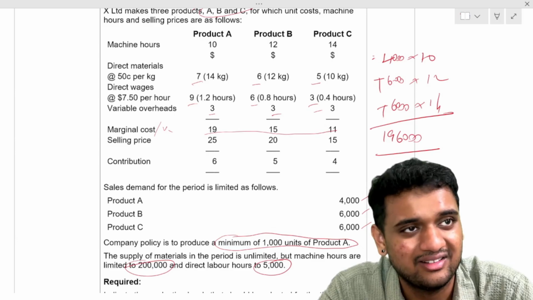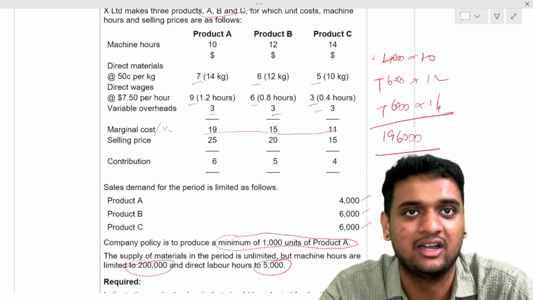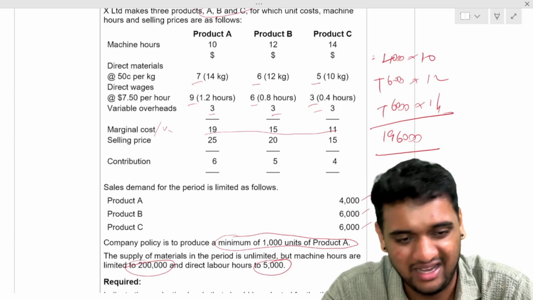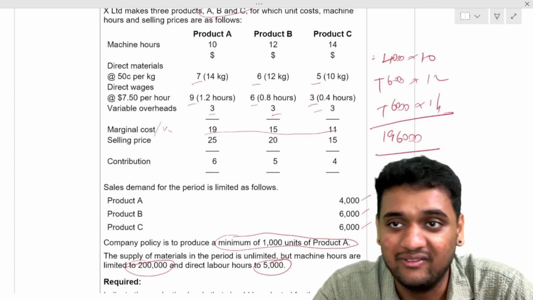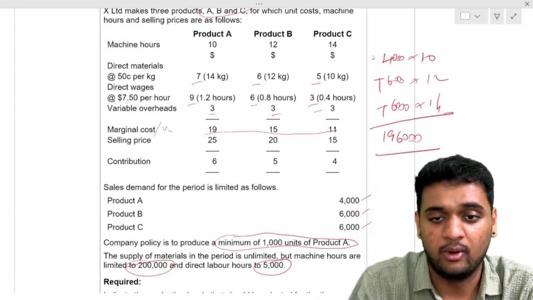How many hours do we have? We have more hours. Is it a limiting factor? No, we don't have to worry about it. We leave it like that. No requirement. Labor hours, how much is there? We will see whether it's limited or not. One by one we will go.